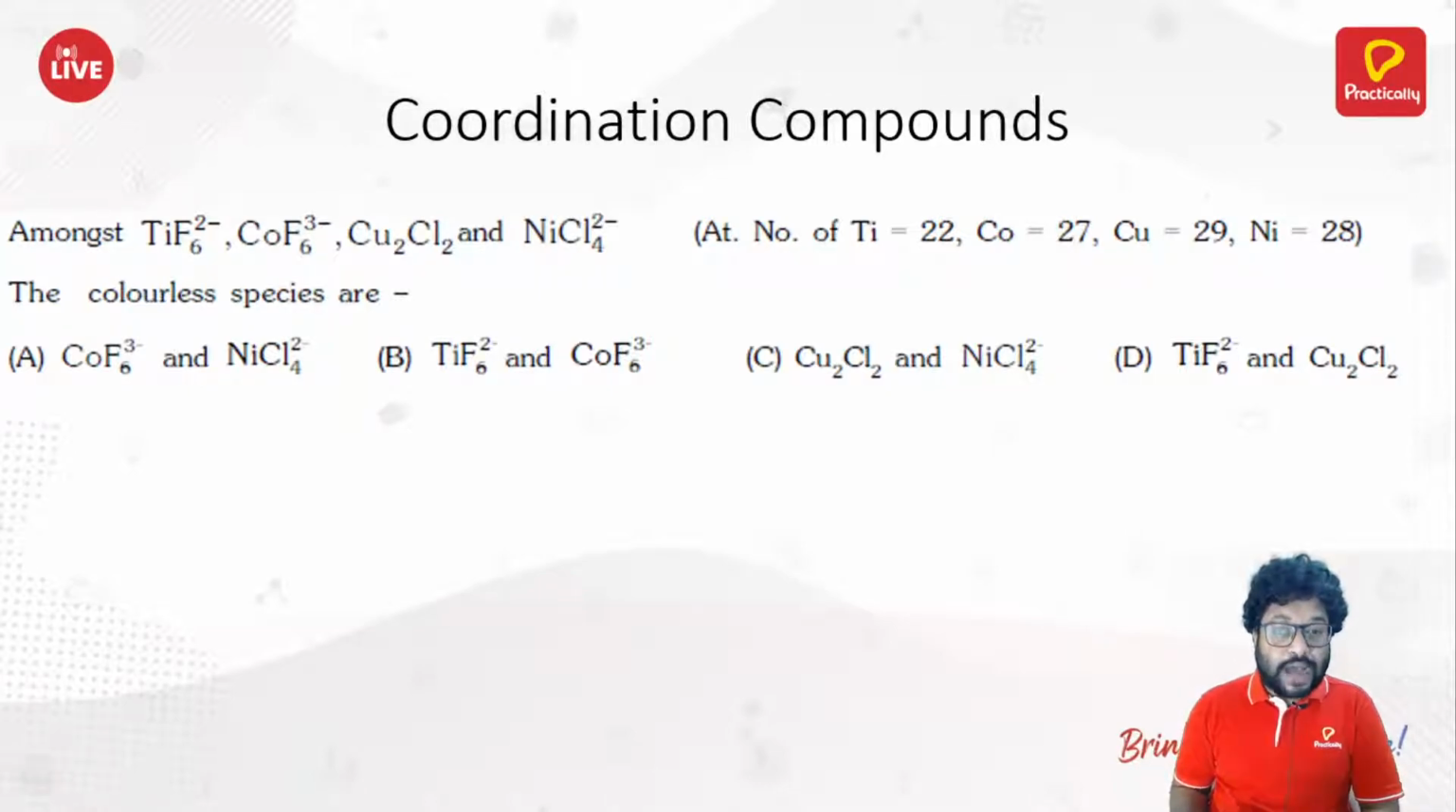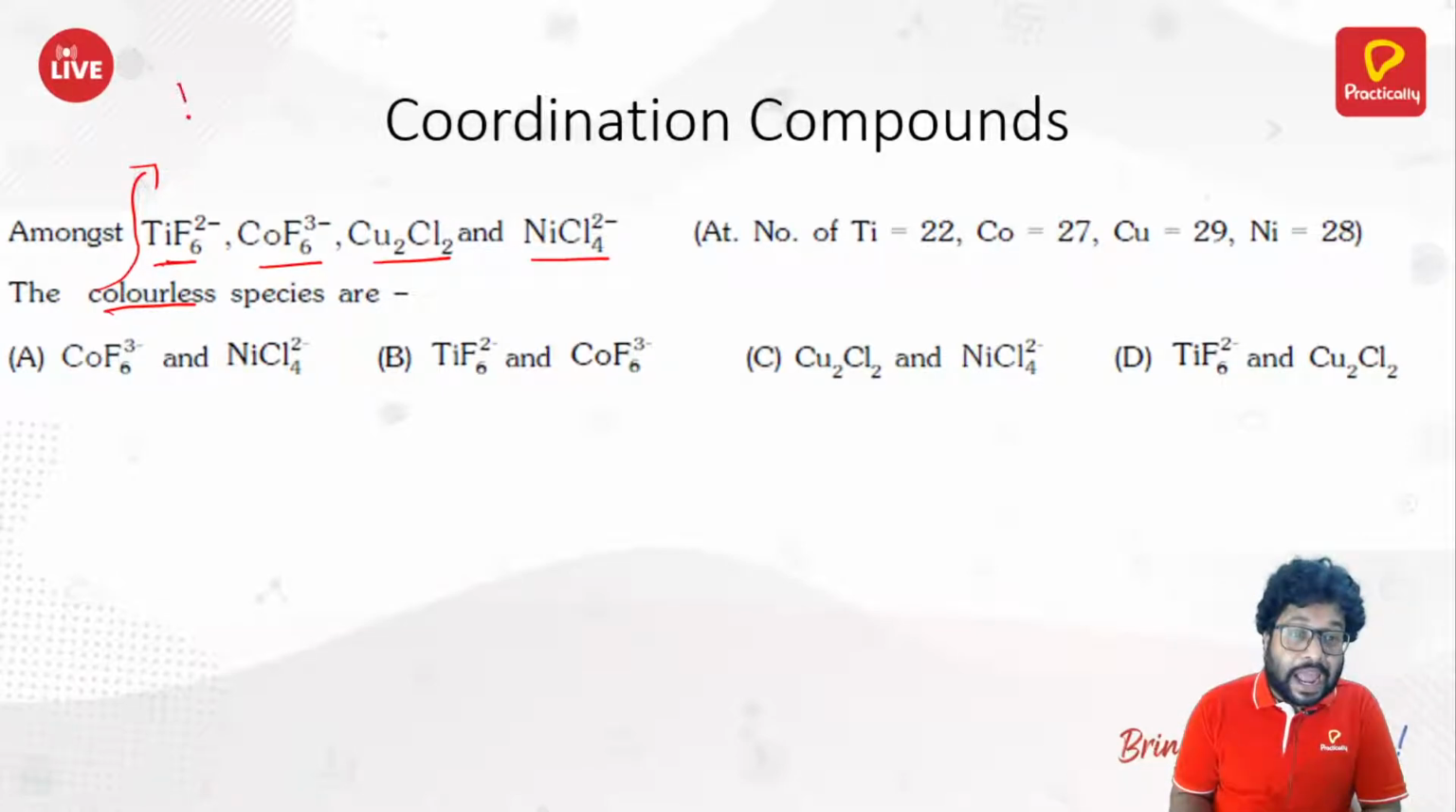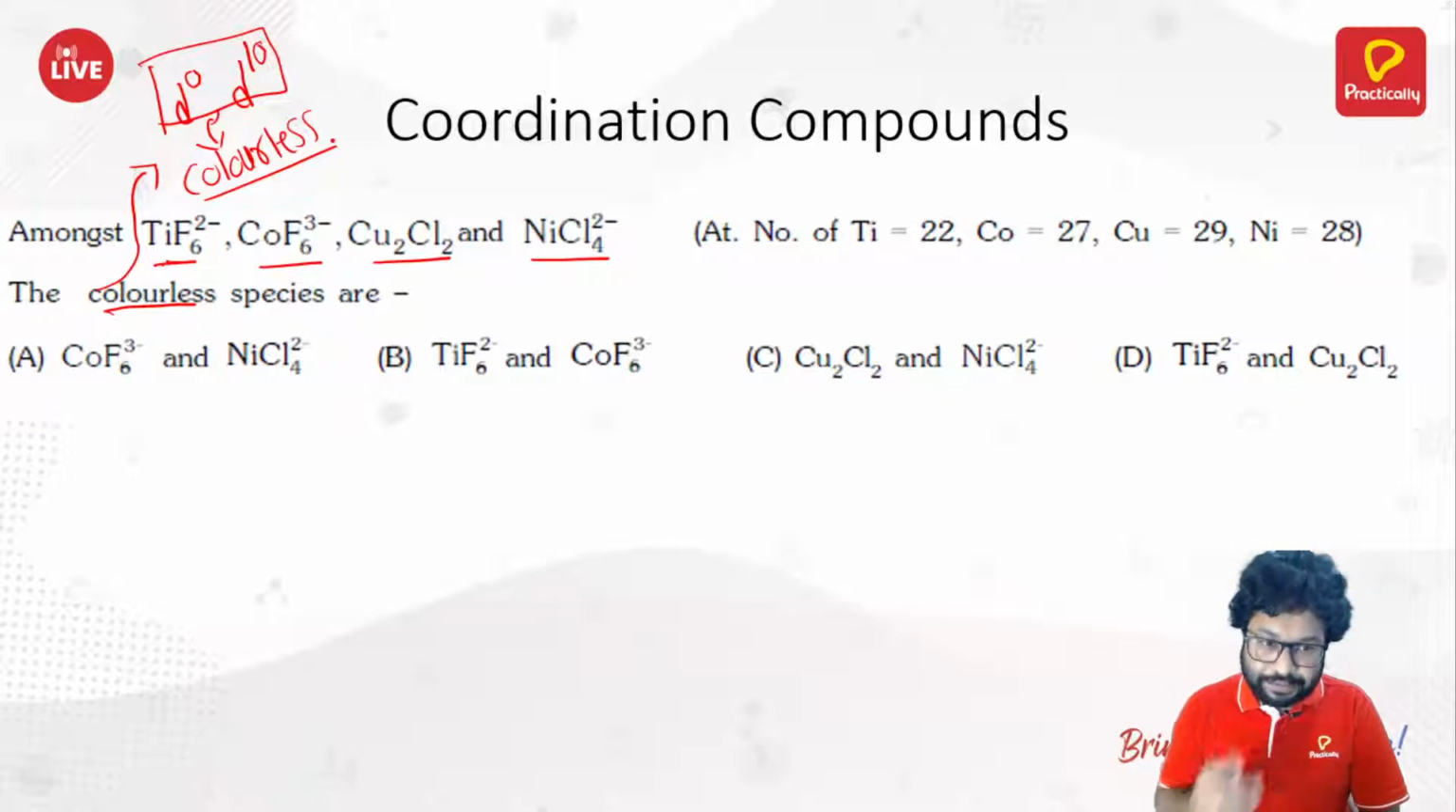among [TiF6]2-, [CoF6]3-, Cu2Cl2, [NiCl4]2-, which are the colorless species? Let me tell you which species are colorless. For any species to be called colorless, it should have either 0 d electrons or 10 d electrons. So d0 and d10 systems are colorless. Let's look one by one at how many species are colorless and how many of them have a color.